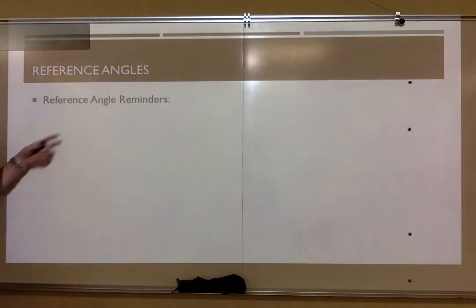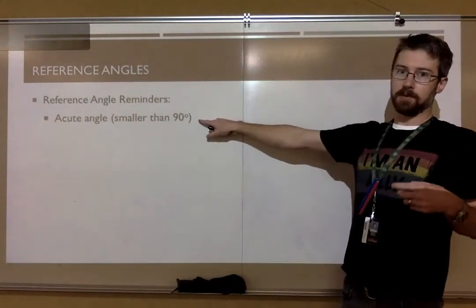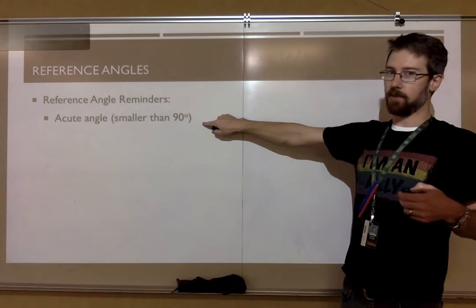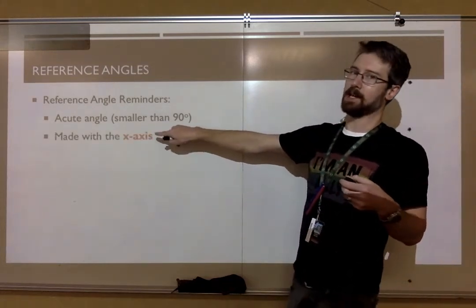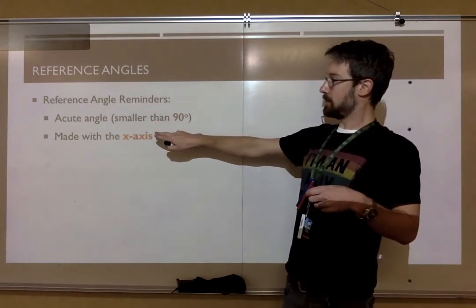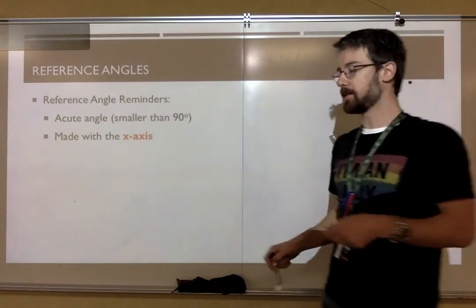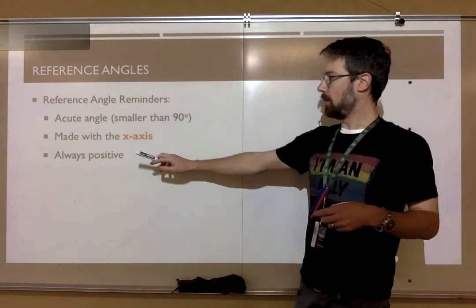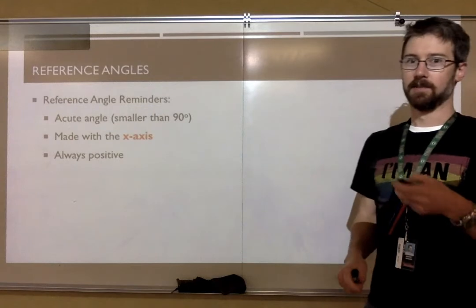Reference angles, a couple of reminders. One, they're always acute. They're always smaller than 90 degrees. If you get a reference angle that's 90 degrees or greater, you did something wrong. They're always made with the x-axis. One of the biggest mistakes students make is they take a reference angle to the y-axis because they think it's the closest axis, but it's always the x-axis. And they're always positive, much like your PreCalc teacher, always positive, never negative.